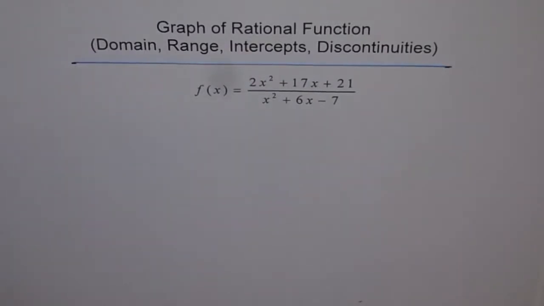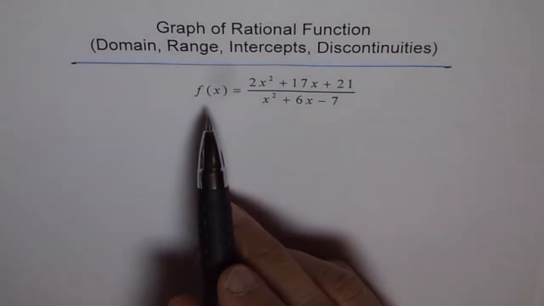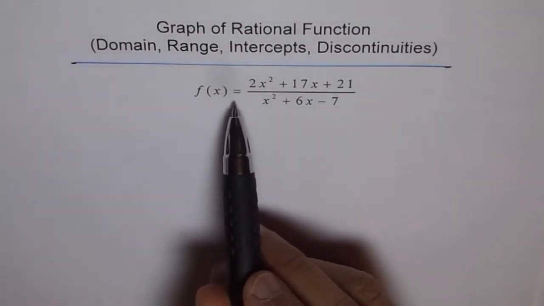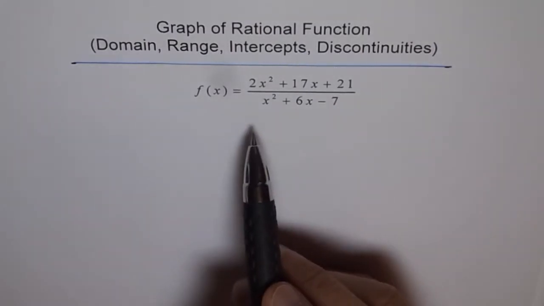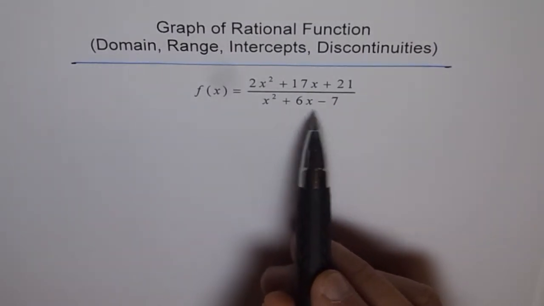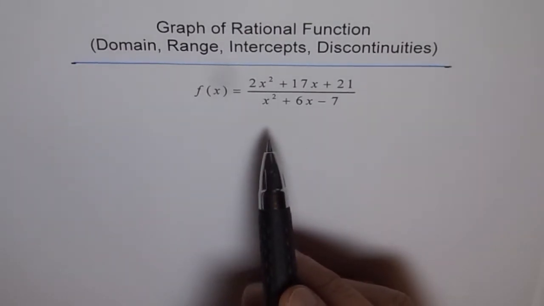In the following set of videos, we'll try to understand how to sketch the graph of a rational function. Now, there are some critical parameters which we should consider before sketching a graph of a rational function. The function given to us is f of x equals 2x squared plus 17x plus 21 divided by x squared plus 6x minus 7.